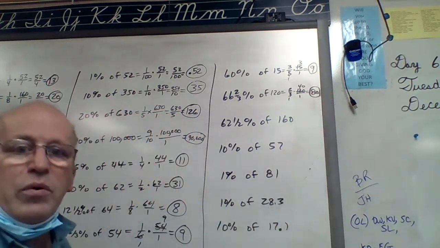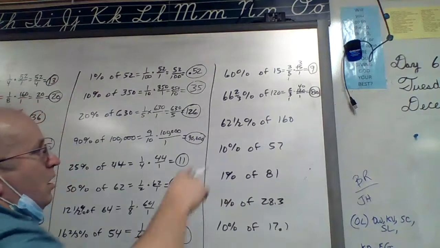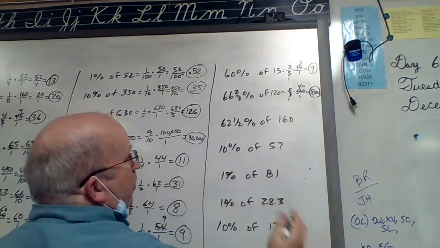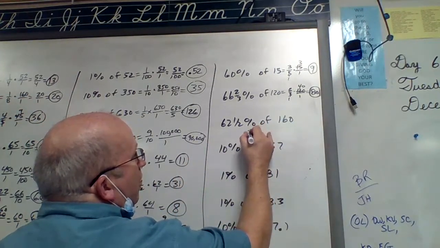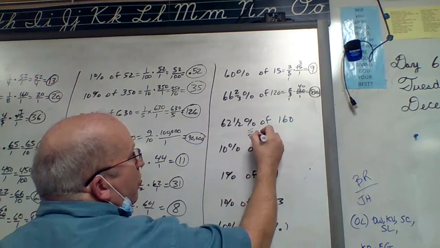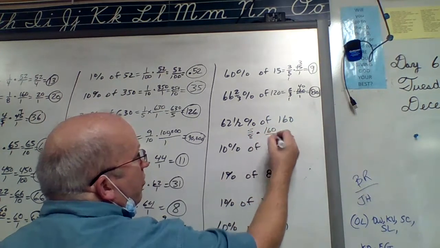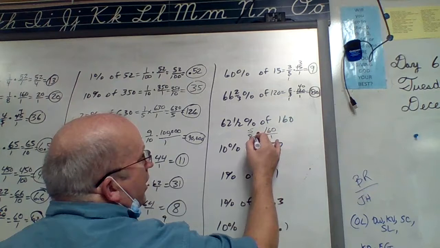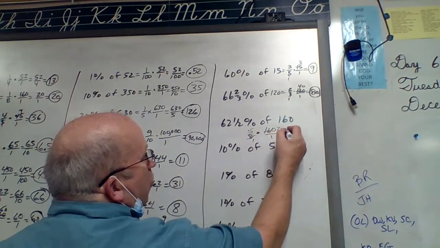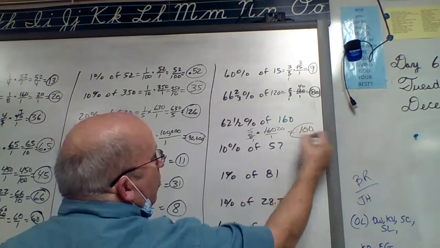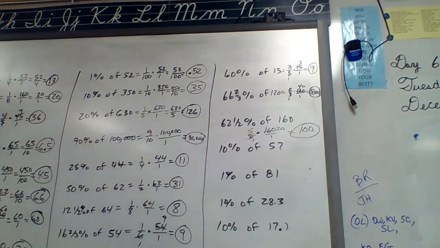I don't know if you can even read that. Maybe that's too small. 62.5%, according to the purple table, is 5/8. So it's 5/8 times 160. Divide by 8, divide by 8. You get 1, you get 20. A final answer of 100.